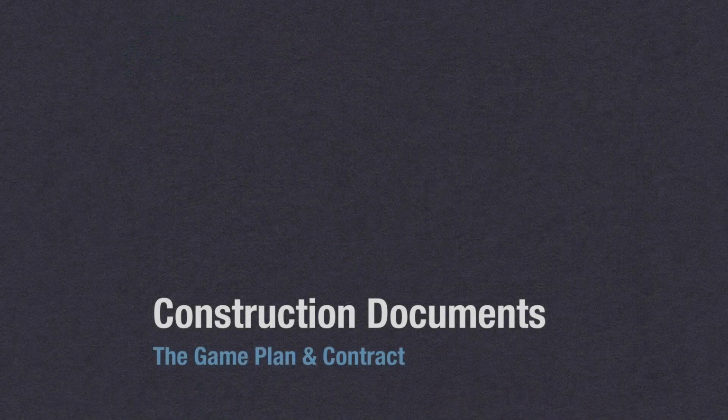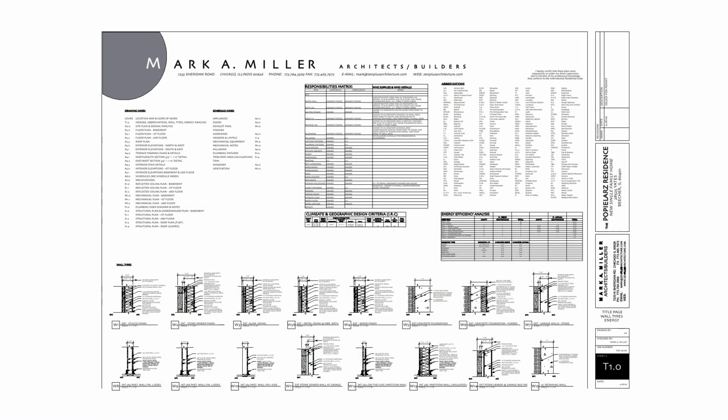All right, so once we're done developing the design with you and everyone's happy with where things are located and sizes and shapes, we will then have the confidence to move into the lion's share of the architectural process, which is the construction documents. And this is just a quick overview of what these typically look like.